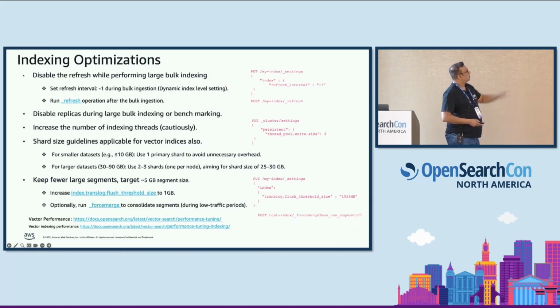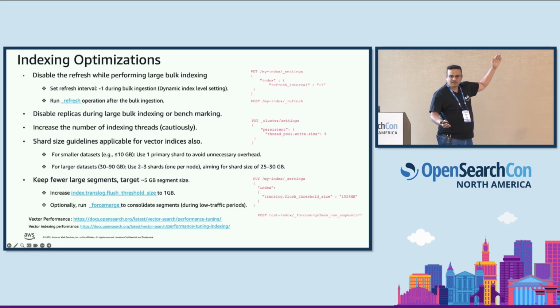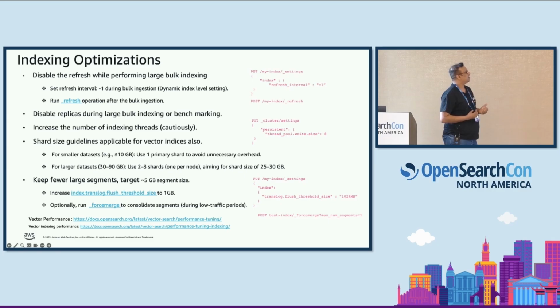Indexing optimization. Now, this is not just vector-specific indexing. This is general indexing, but it applies to vector indices as well. So if you're doing very bulk indexing to start with, it is recommended to finish the indexing quickly. You can turn off the refresh interval, and then once the bulk indexing is finished, you can change it back. That's an index level dynamic parameter. Once it is finished, you can run a refresh manually, because refreshes are resource-intensive operations. So to give more resources for indexing to finish quickly, you can turn it off during indexing.